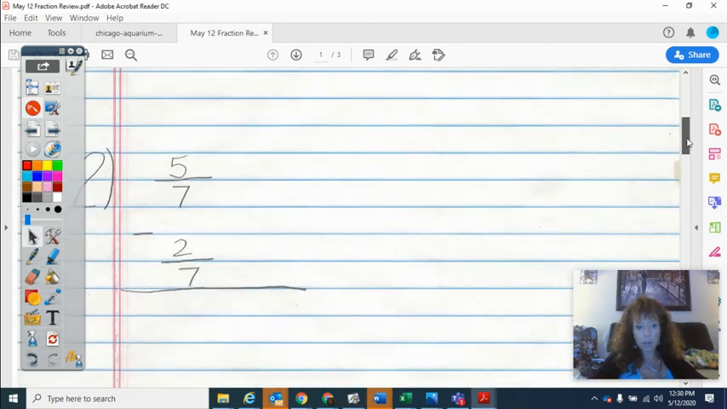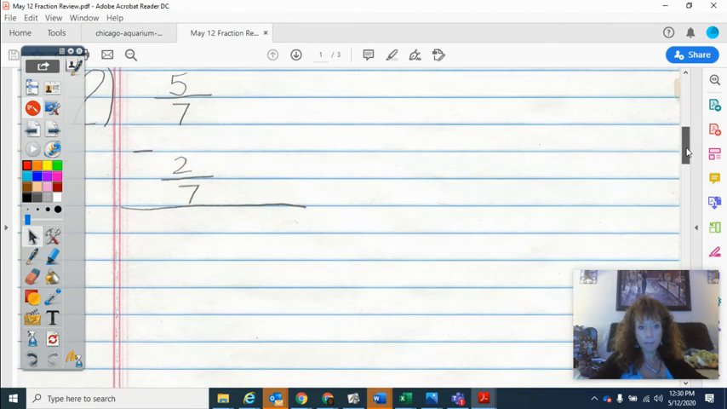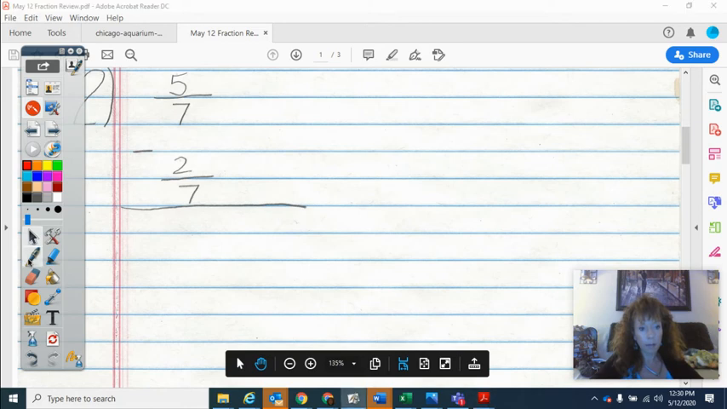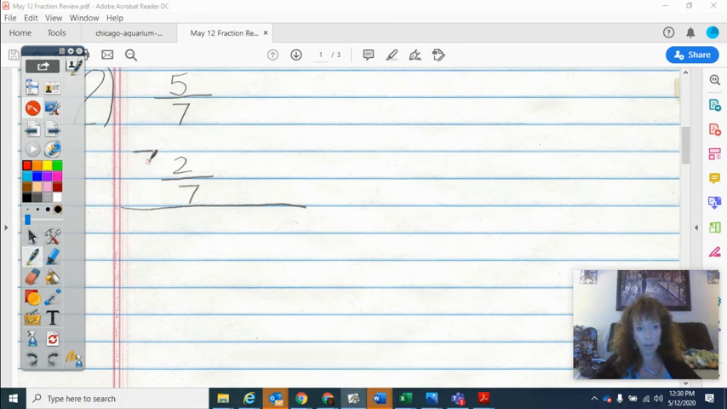Okay, number 2 is a subtraction. And so let me get my pen. First thing I want to do is check my sign. I'm subtracting. Second thing I want to do is check my denominators. If they're fractions, I need to make sure I have like denominators.